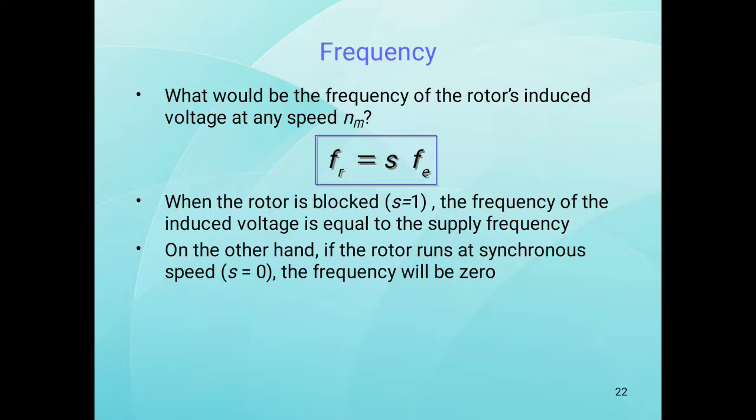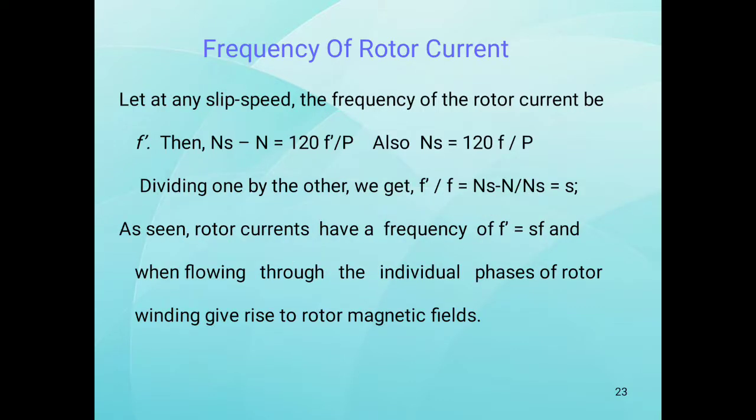When the rotor is blocked, S is equal to 1, and the frequency of the induced voltage is equal to the supply frequency. On the other hand, if the rotor runs at synchronous speed, S is equal to 0, and the frequency will be 0. Let the frequency of the rotor current at any slip speed be F dash. Then Ns minus N is equal to 120 F dash by P. Also, Ns is equal to 120 F by P.